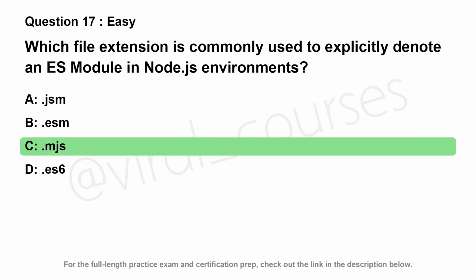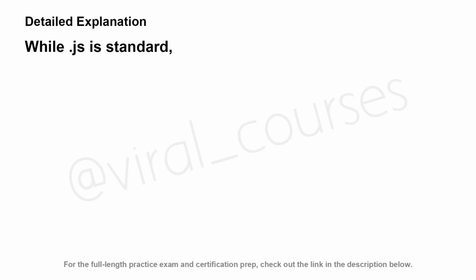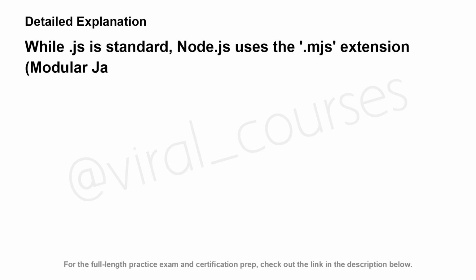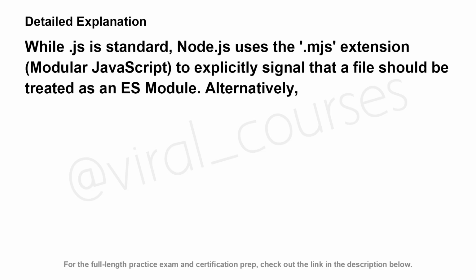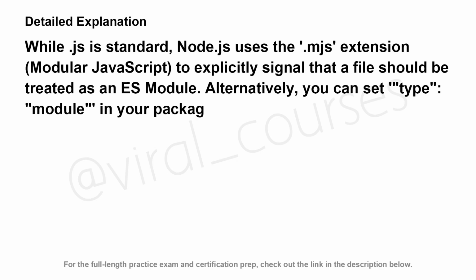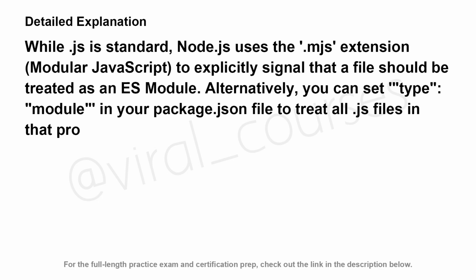The correct answer is C. While .js is standard, Node.js uses the .mjs extension, modular JavaScript, to explicitly signal that a file should be treated as an ES module. Alternatively, you can set type module in your package.json file to treat all .js files in that project as ES modules.